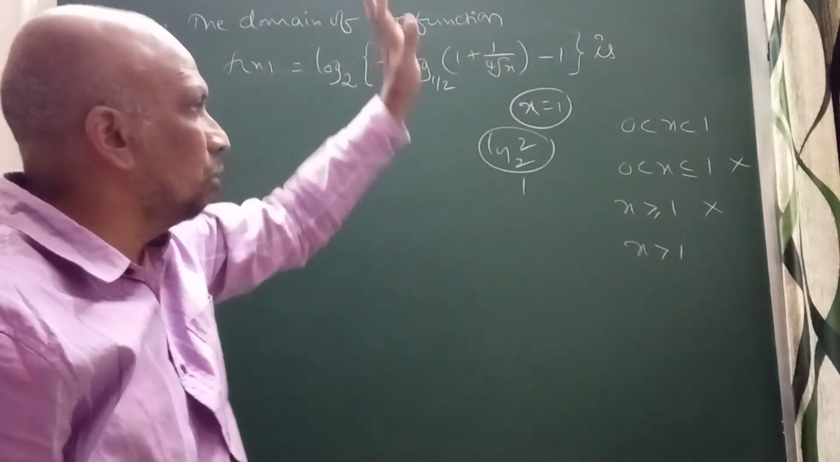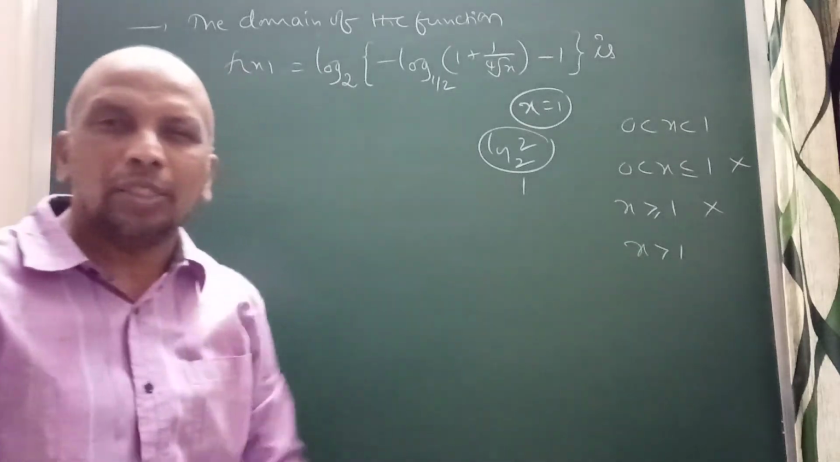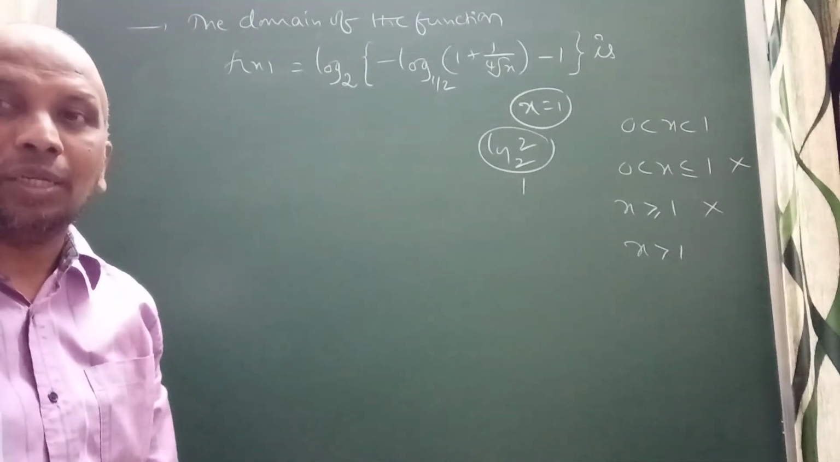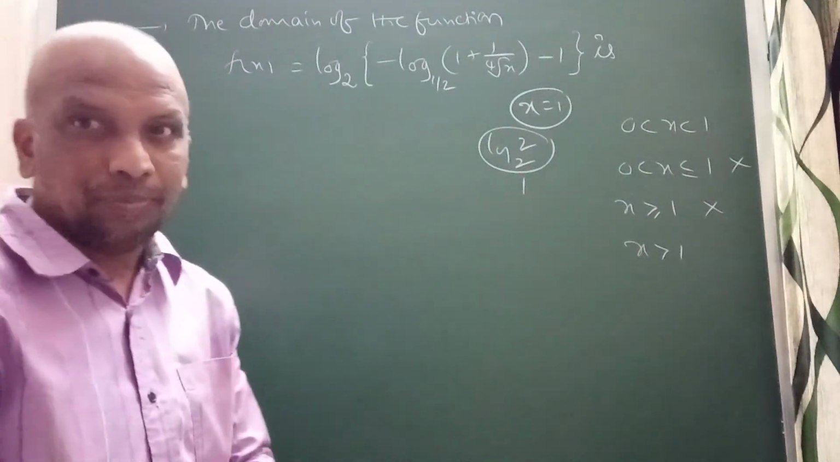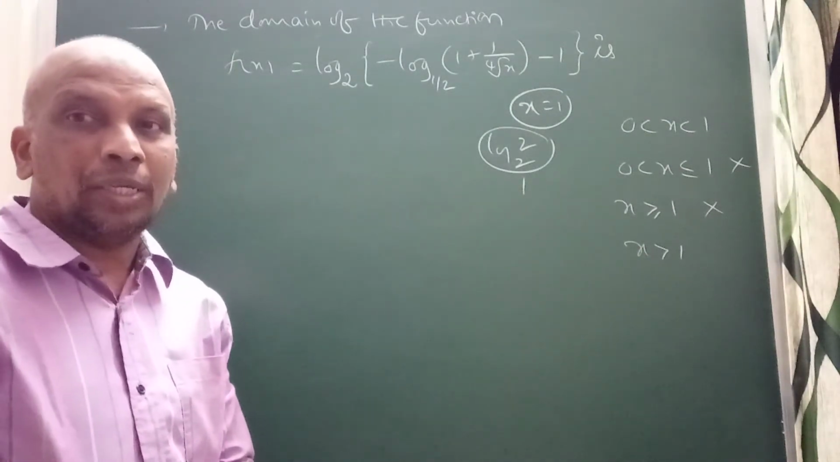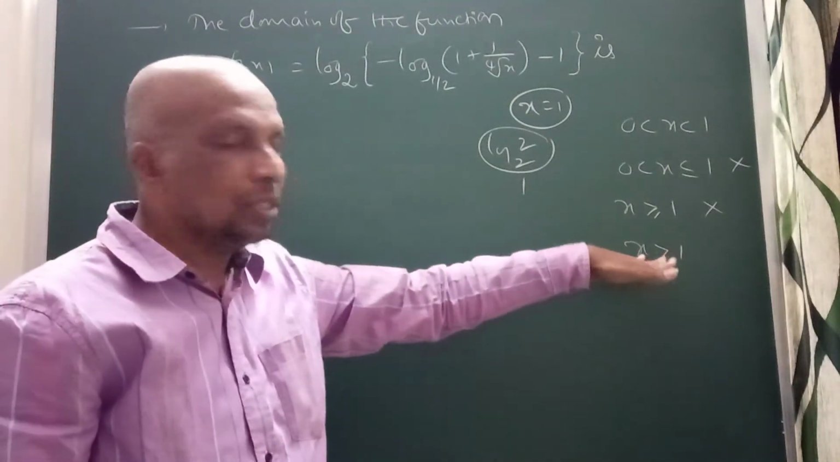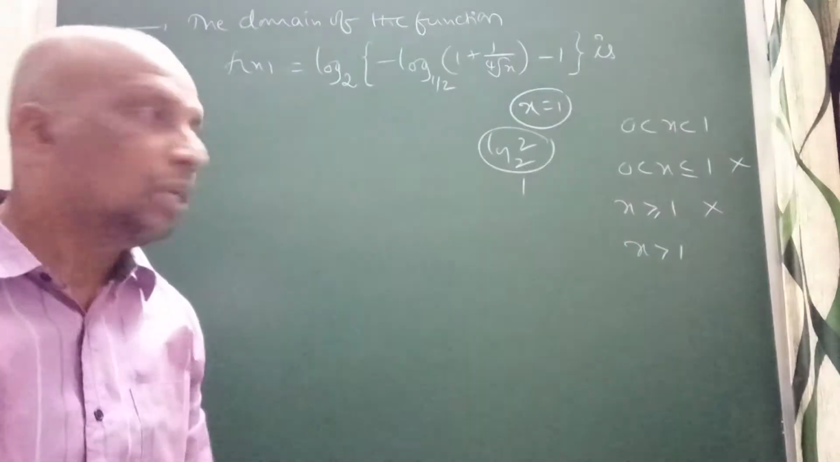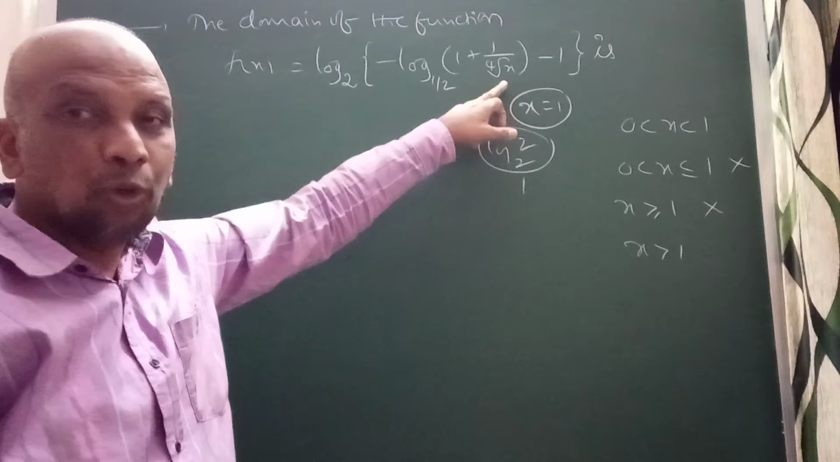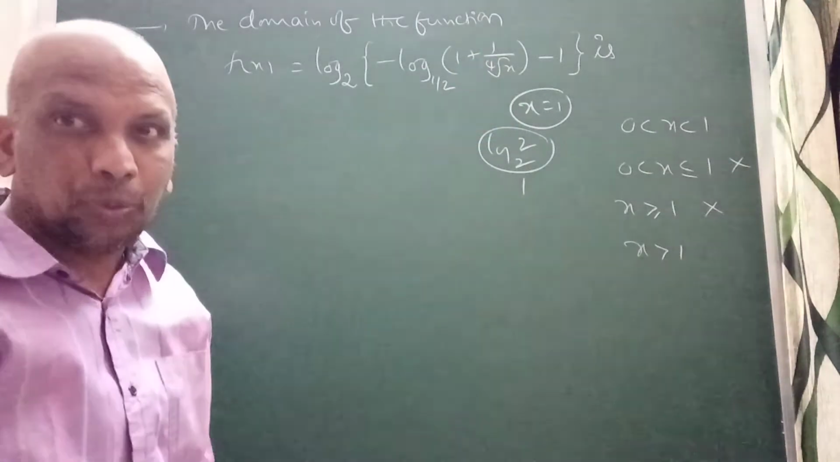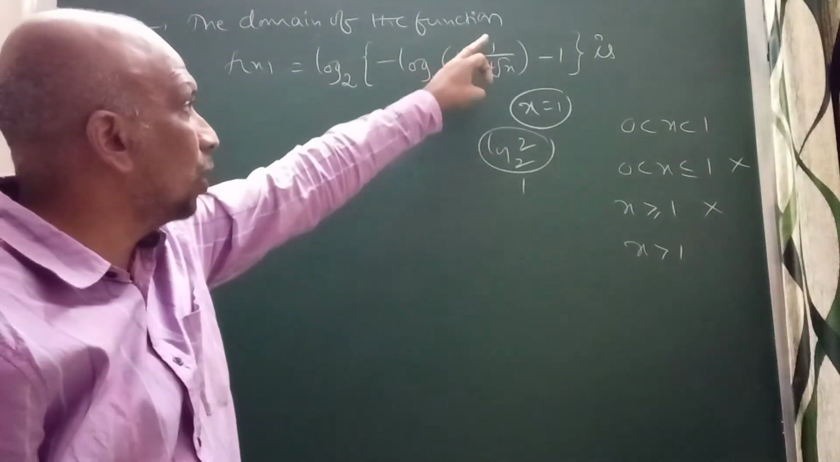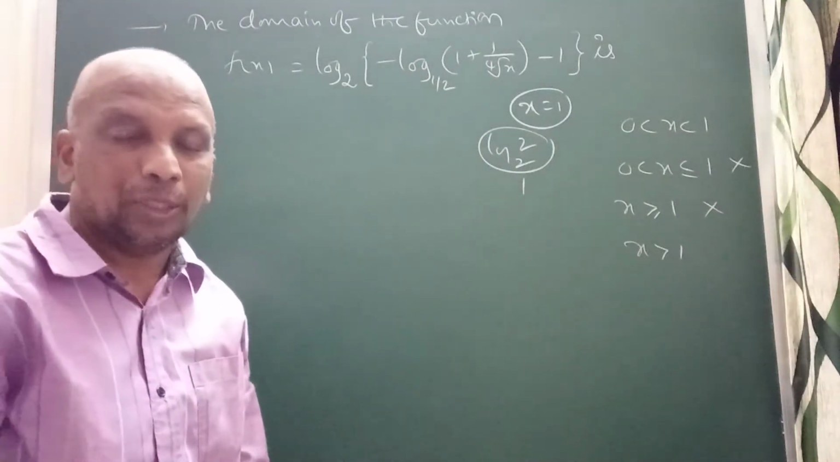Suppose you get a negative, then I can't consider that x. I'm just telling this to give an idea. Suppose we take x greater than 1, for example, let it be 16. You have taken 16. The fourth root of 16 is 2. Then 1 plus 1 by 2 is 3 by 2. You will get log of 3 by 2 base 1 by 2.